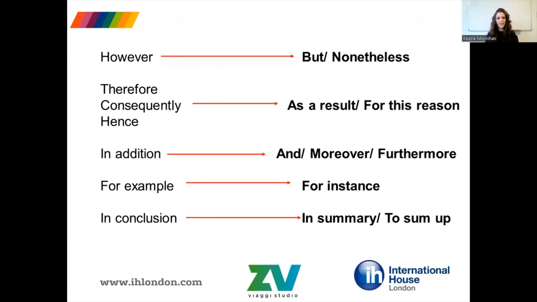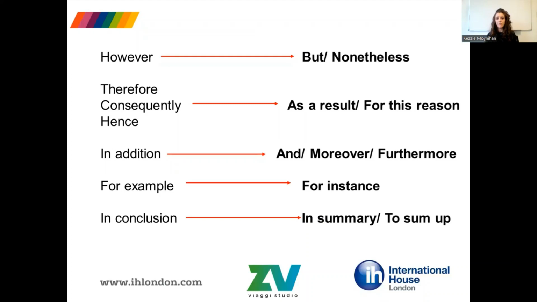Okay, here we can see the linking words on the left with their synonyms on the right. At the top we have however, which of course means but or nonetheless. It is for contradiction. You should note that but isn't traditionally used at the beginning of sentences, especially in academic writing. It is more conventional to use words like nonetheless or however.